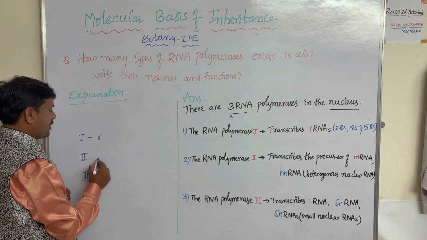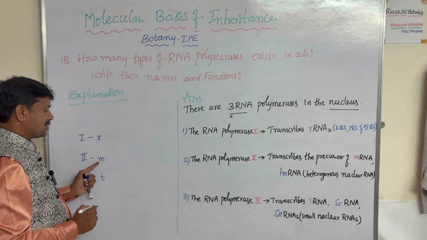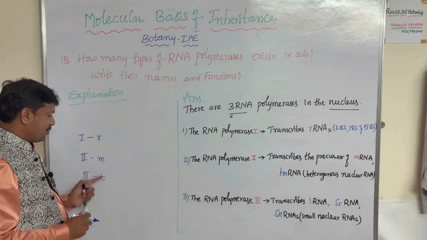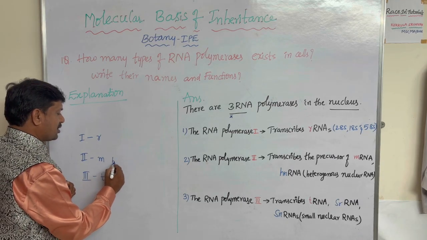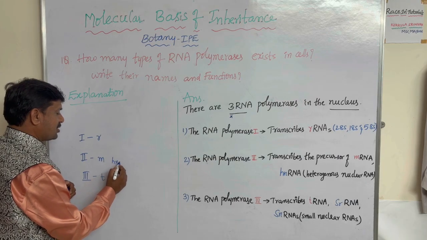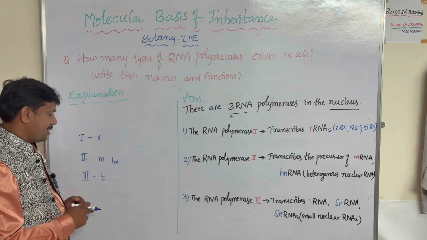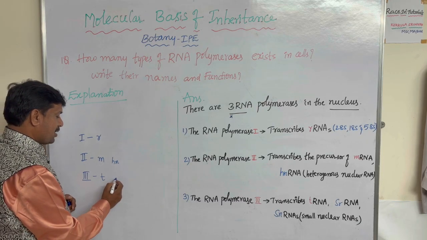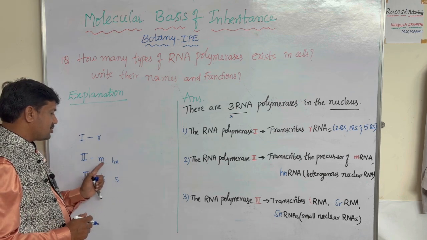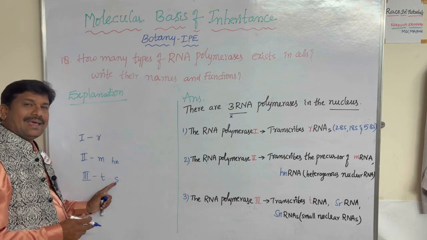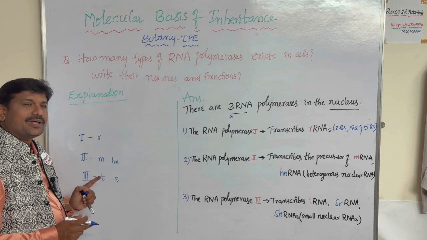rRNA, mRNA, tRNA. Ribosomal RNA, messenger RNA, transfer RNA. RMT, you will catch. That's very simple. Here M means headmaster, you will catch. HM sir, hnRNA. hn means heterogeneous nuclear RNA. Here tRNA, here ST and headmaster sir is there. So STHM, finish the answer. S means srRNA and another one is snRNA, small nuclear RNA.